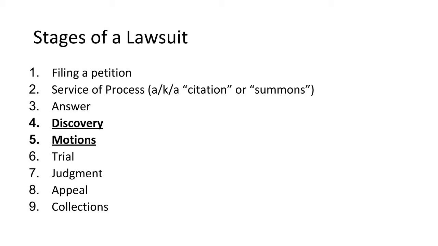For example, in a breach of contract case in which one side claims money was never paid and the other side claims the money was paid, each side will use discovery to see each other's payment records and receipts. And one side might file a motion for summary judgment, asking the judge to conclusively decide the money was or was not paid.